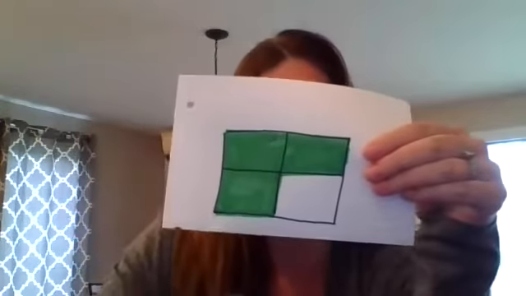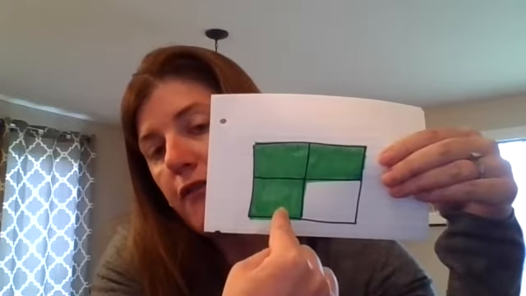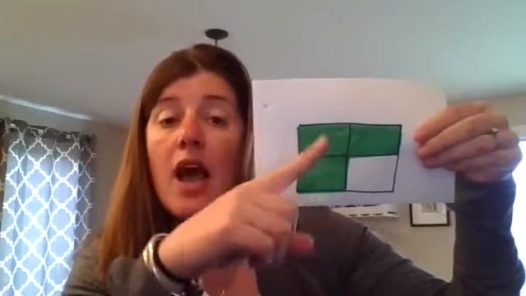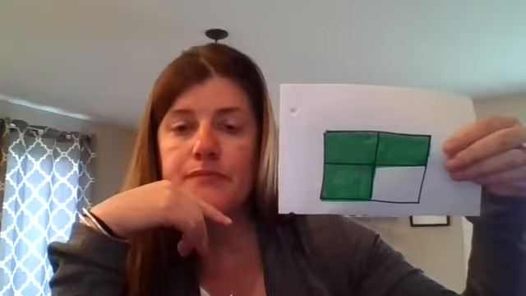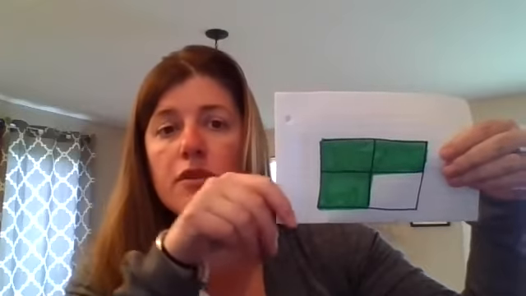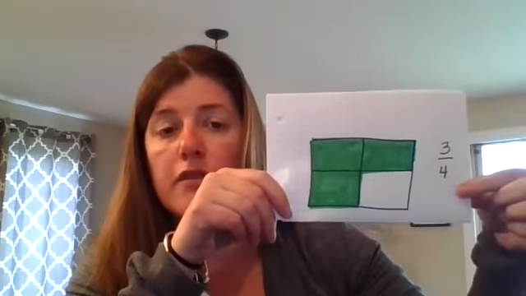On the other side, I have the same picture, but I have more shaded in. So our denominator we know is 1, 2, 3, 4. That's the number on the bottom, the total number of pieces. And then how many are shaded in? And then what would the fraction name be? There's 3 pieces shaded in, so the fraction is going to be 3/4.